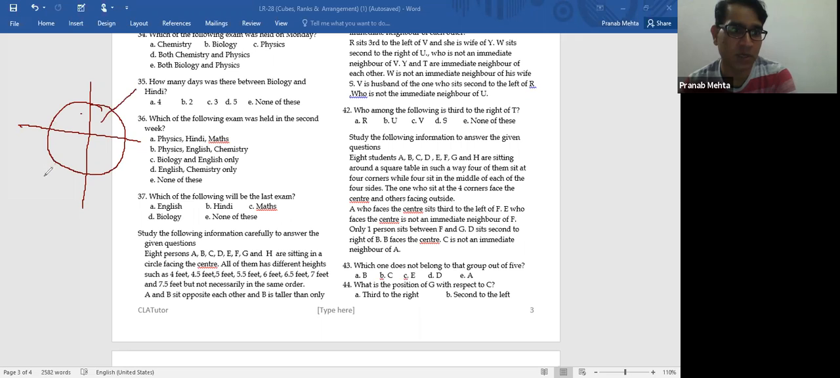Usually this is how you will draw 8 people sitting in circular position. All right, so these are the 8 people we are talking about. Now try to see who are sitting opposite to each other. A and B are sitting opposite to each other. So I'm taking this as A and this as B.